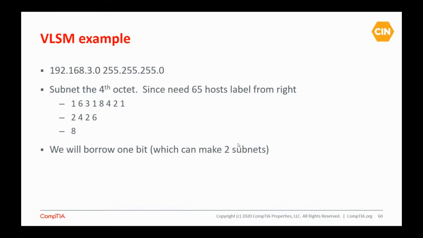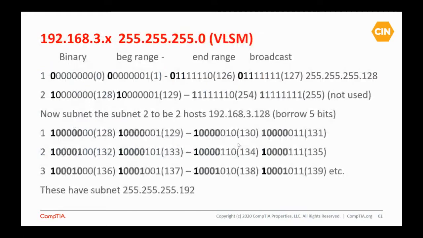Because we need 65 hosts, we're going to find that we borrow 1 bit for subnets to be able to make the 2 subnets. You always have to keep 2 bits for hosts, but for borrowing purposes, you can borrow just 1 bit to do subnets, because 1 bit will allow you to have 2 subnets. And then you end up with this whole chart here.